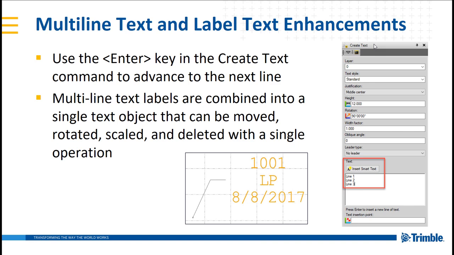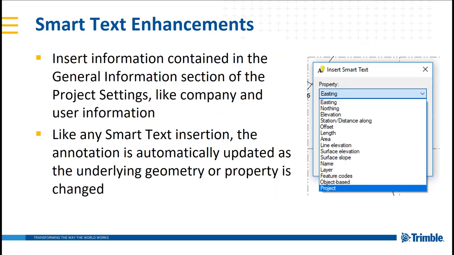So that label there, 1000 with a code of LP and a date of August 8th, 2017, that is one element, then can be scaled or rotated or moved as one element rather than having to do each three individually and having to line them up or having to get the same scale right with the move. So enhancements to increase your draftability and usability in TBC.